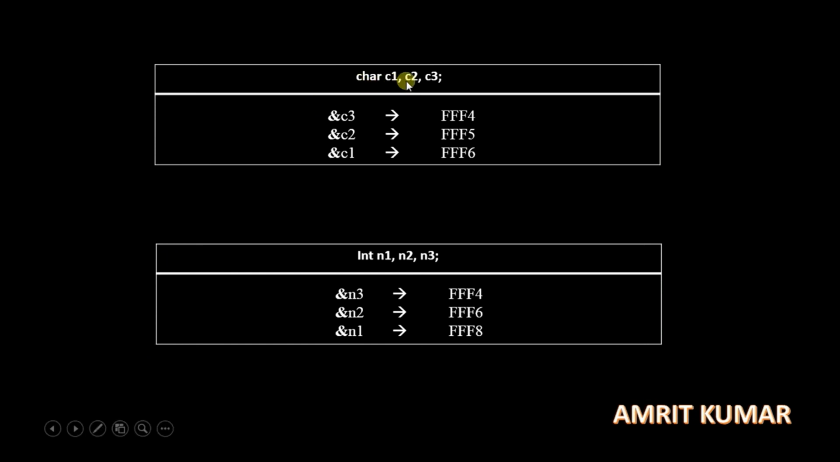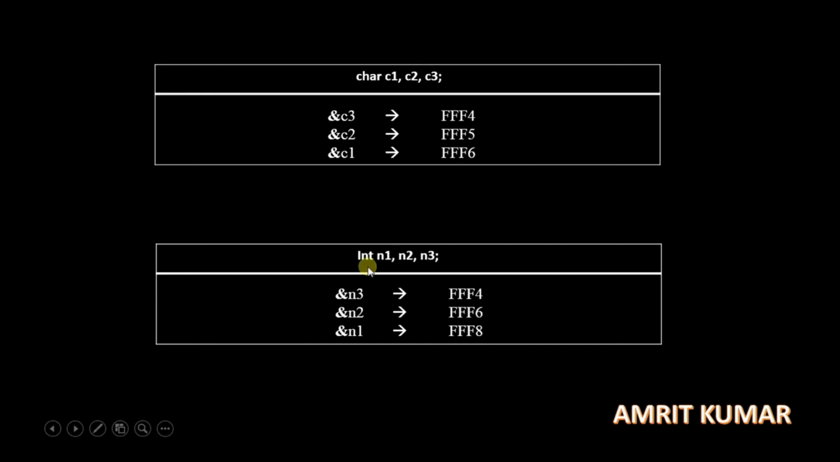Here we are declaring three variables, C1, C2, and C3, separated by a comma separator. In that we have used the char data type which holds a character. We have also used the ampersand, which holds the address of the variables. So it will store the address of the variable in hexadecimal value. The address of a variable in C language will be in hexadecimal value. Here the address of C3 is FFF4, the address of C2 is FFF5, and the address of C1 is FFF6. So this is how the memory is going to be allocated.